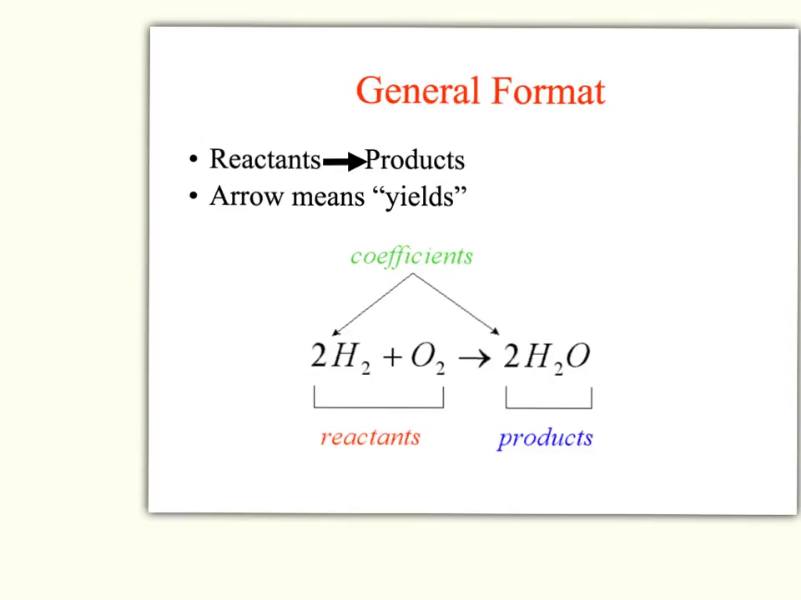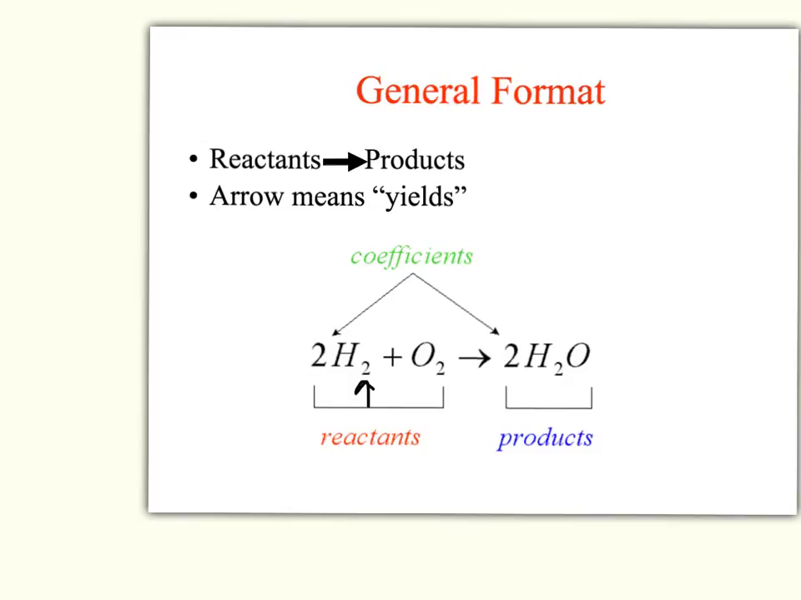So everything on the left is called a reactant, everything on the right is a product, and then the arrow means yields. So basically the molecules or atoms are getting rearranged and the products then come out on the other side. The numbers in the front are called coefficients, whereas the numbers below are called subscripts.